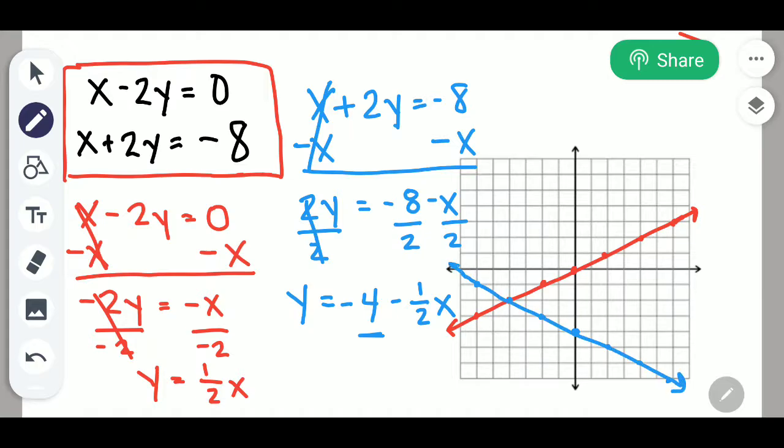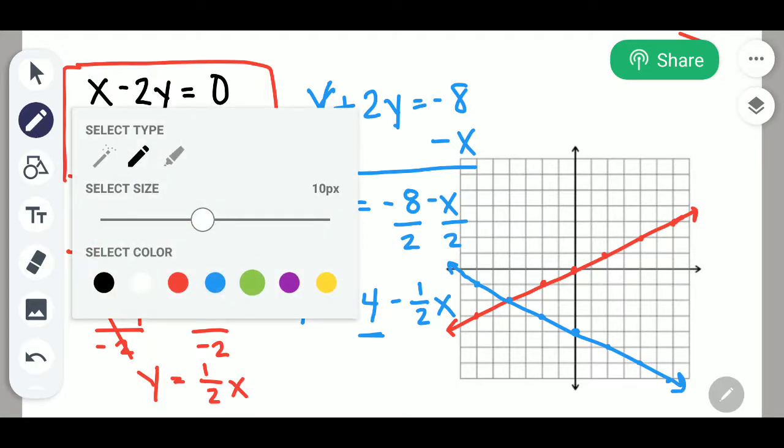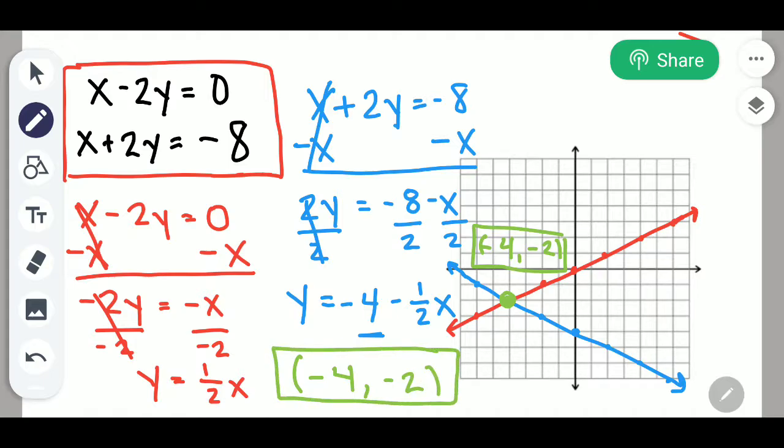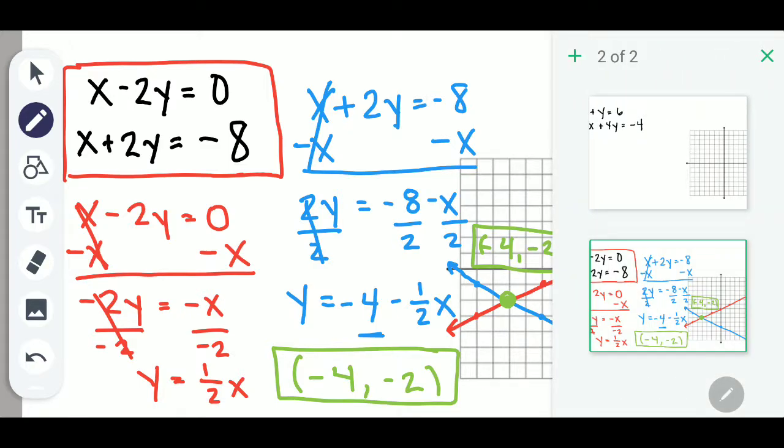Remember, our solution is wherever they cross. So in this case, and let me get a different color to show this, we're crossing right here, right, at 1, 2, 3, 4, negative 4, negative 2. So that's our solution. So our solution is negative 4, negative 2.